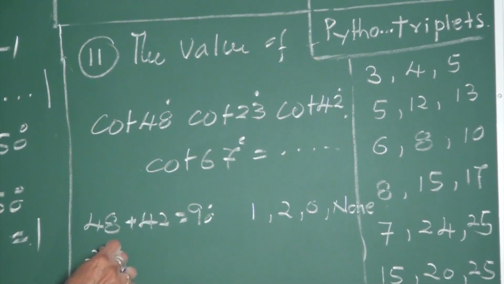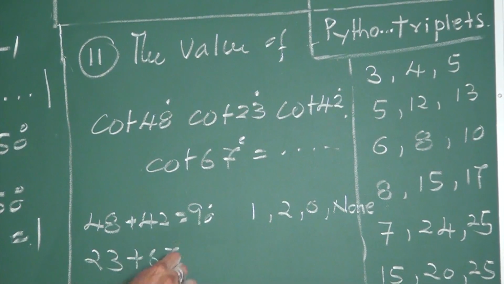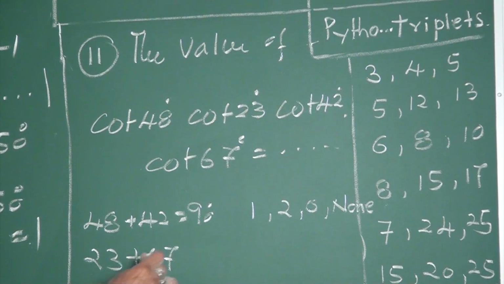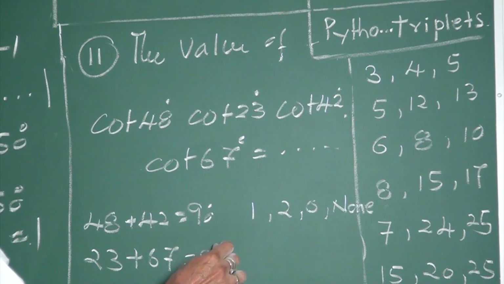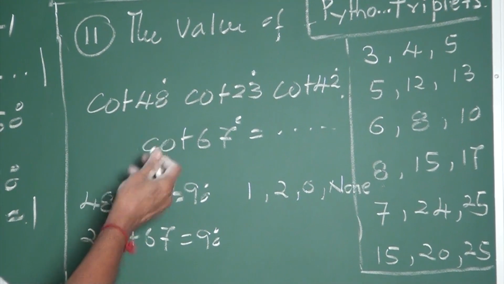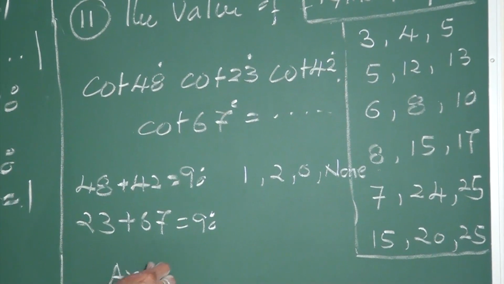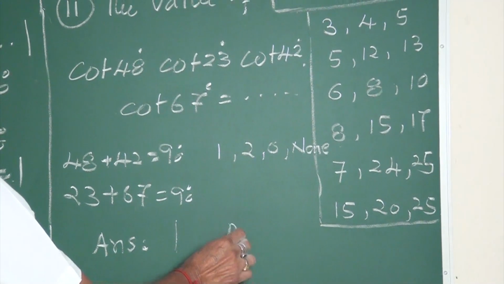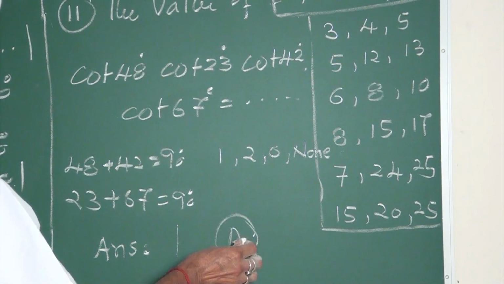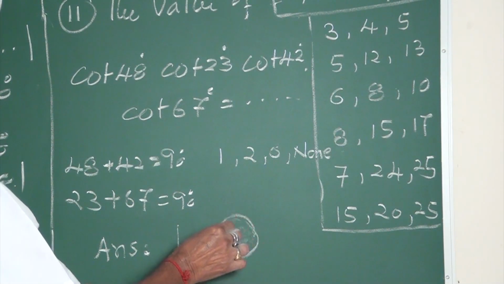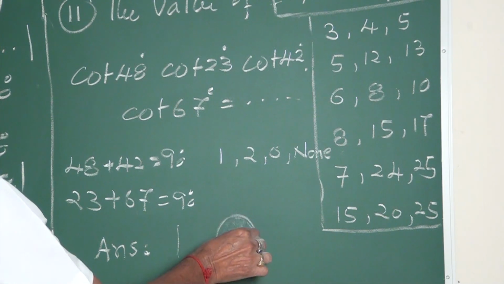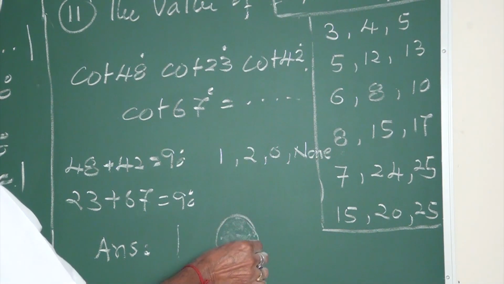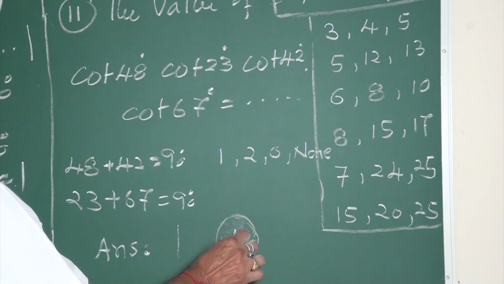And 23 plus 67: 67, 70, 90. Therefore, in case of tan or in case of cot, what is the answer? Answer is 1. So, option is A. Enclose. You must enclose correctly, not half. A.